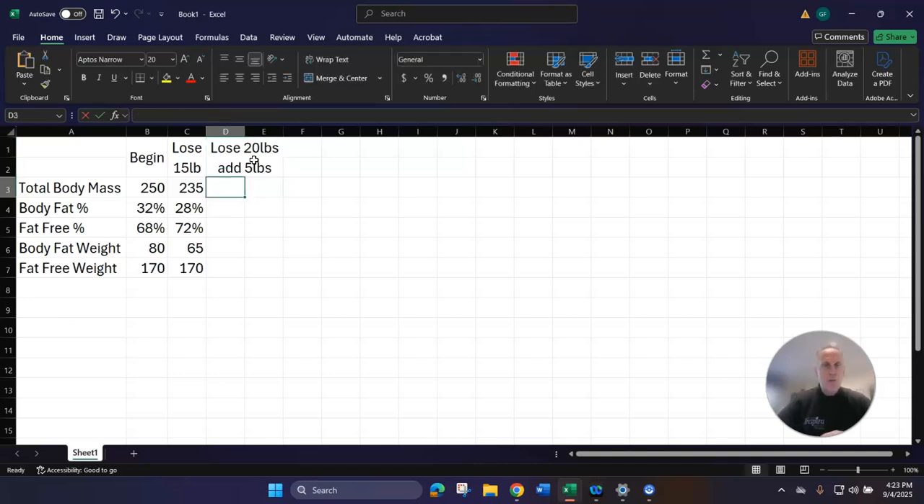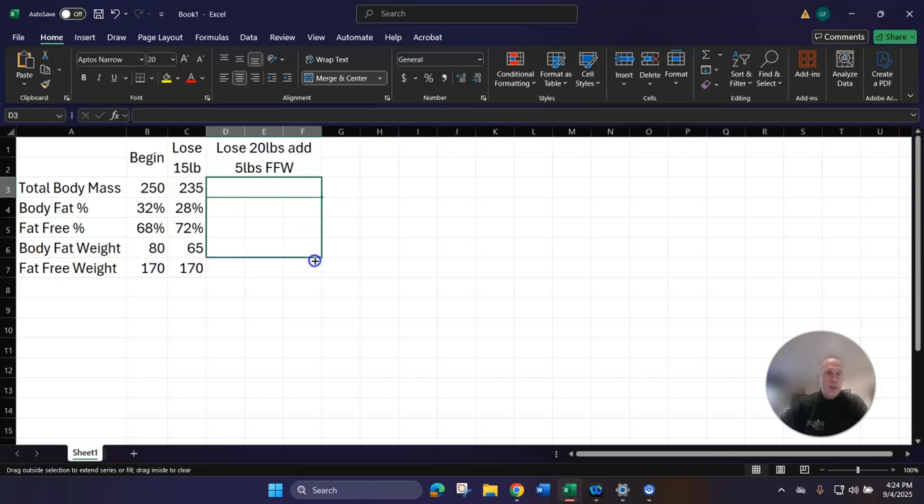Let's do FFW. So this individual is looking at losing a total of 20 pounds but adding 5 pounds. So where the math kind of changes is this. I'm going to go ahead and just do one more merge and center over so you've got all of it. Where this becomes a little bit different is now this individual has two different moving components.